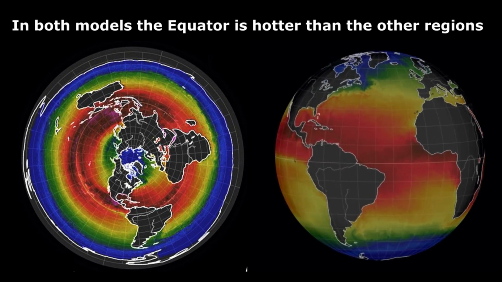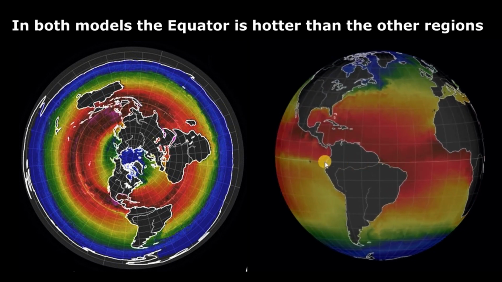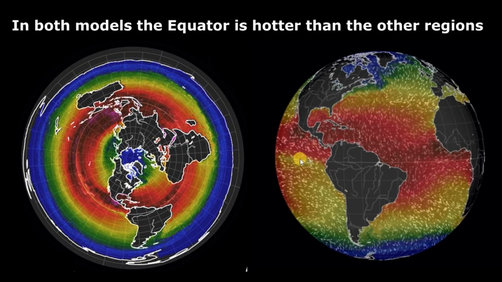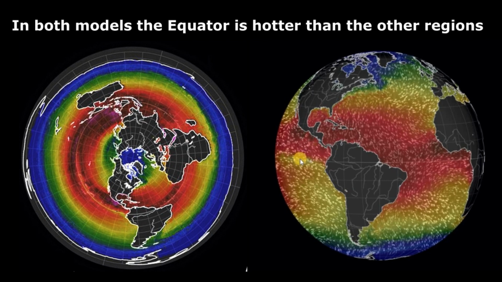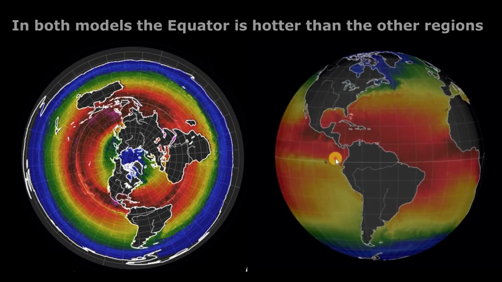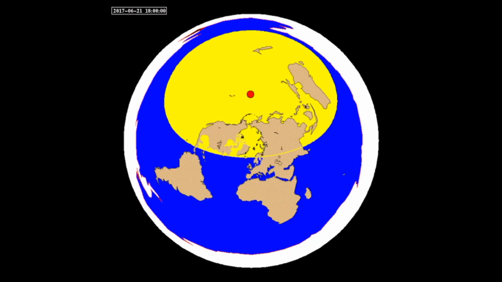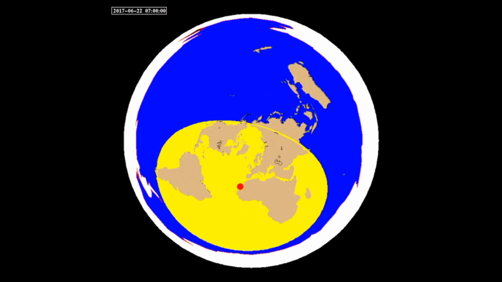In both models, globe and flat, the equatorial region is shown as being the hottest region on Earth. This is due to the fact that the sun spends more time in that region when journeying from the Tropic of Capricorn to the Tropic of Cancer and back and forth.